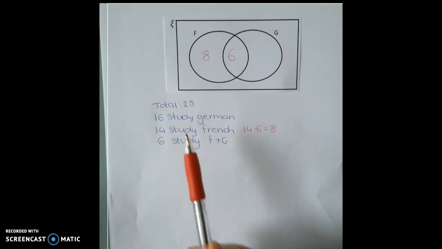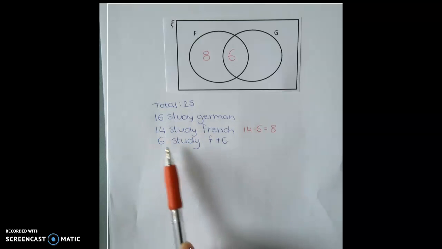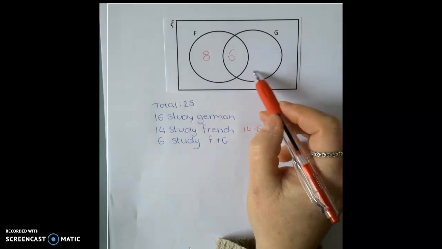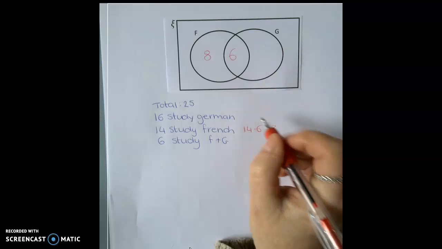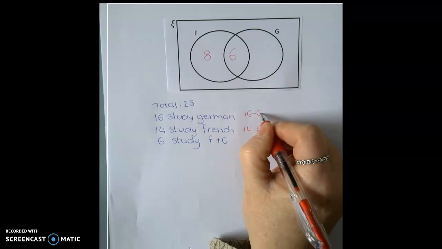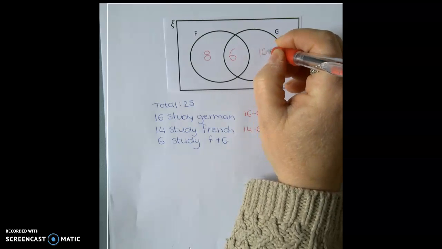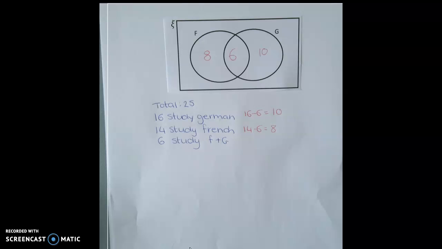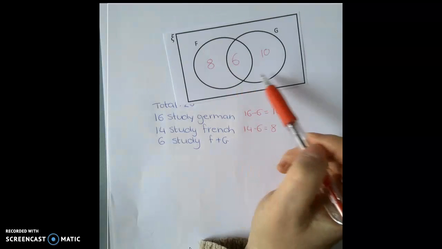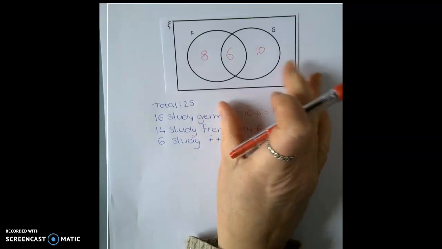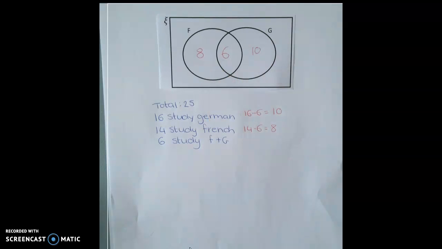And it's the same with the German. We know that there are 16 students who study German, but 6 of those 16 students also study French. So to work out the number of students that go in here, we need to do 16 minus 6 equals 10. So we know there are 10 students who only study German, but altogether there are 16 who study German and 6 of those also study French.